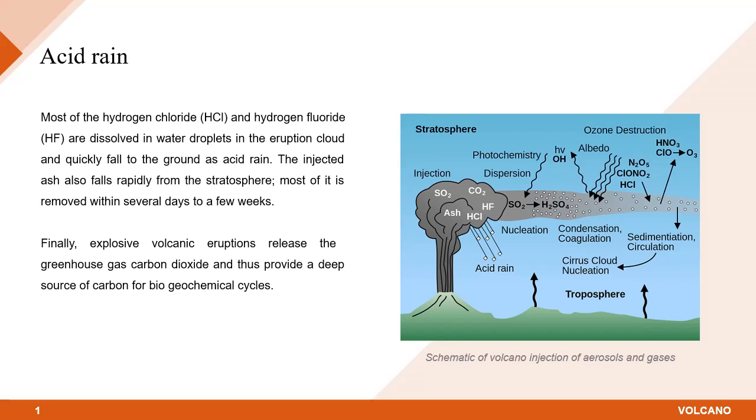Finally, explosive volcanic eruptions release the greenhouse gas carbon dioxide, and third, provide a deep source of carbon for biogeochemical cycles.